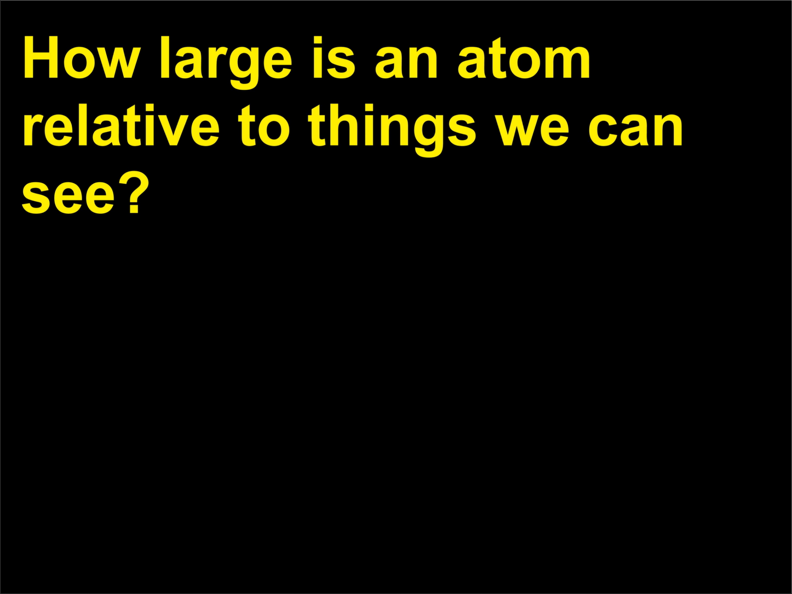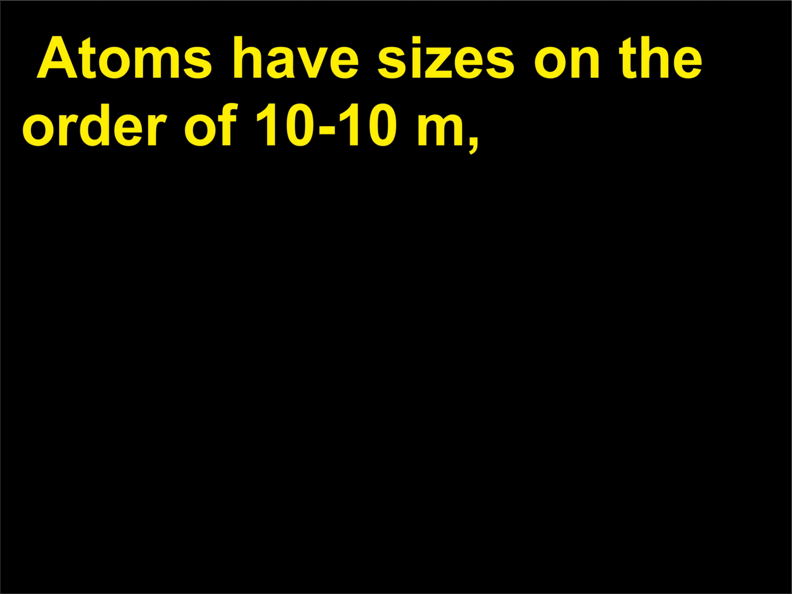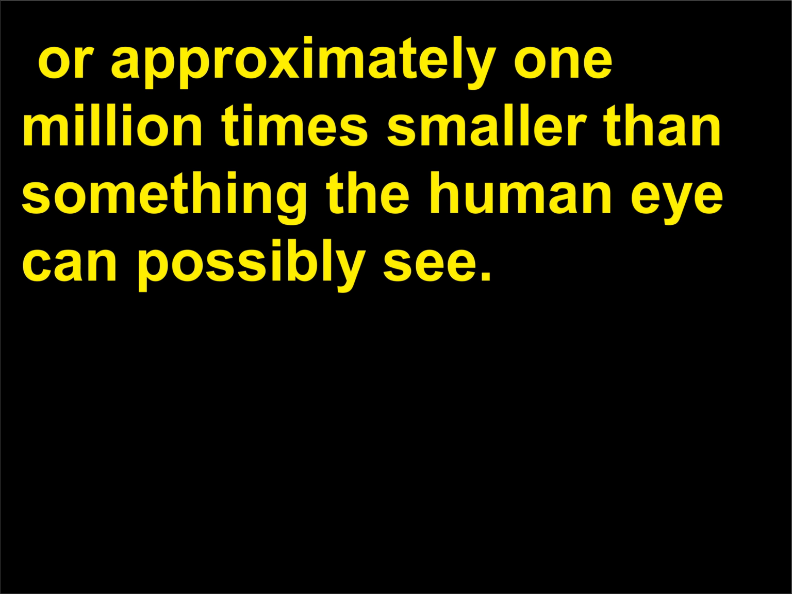How large is an atom relative to things we can see? The smallest object a human eye can see is approximately 0.1 millimeters, or 10^-4 m. Atoms have sizes on the order of 10^-10 m, or approximately 1 million times smaller than something the human eye can possibly see.